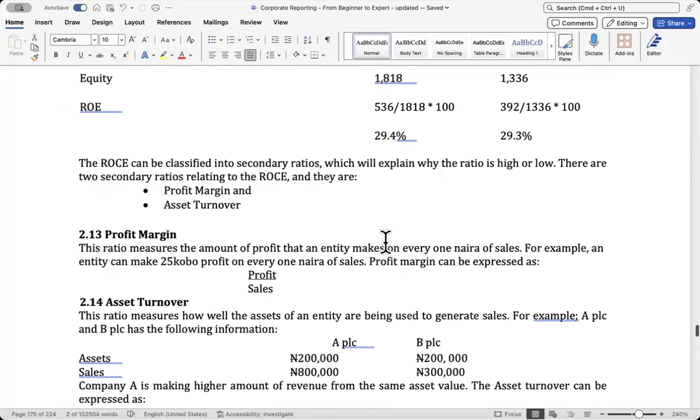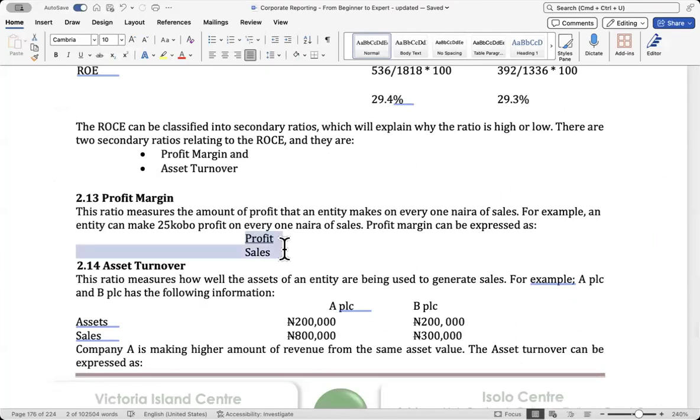Also is profit margin, which is profit over sales, that looks at the amount of profit an entity makes on every €1 of sales. Every businessman knows profit margin. They know it because when you are a trader and you go to the market to buy goods that you want to resell, immediately you buy, you're already thinking how much you want to sell. You're already thinking of your selling price. You're already thinking of the gross profit you're going to make. If you express that gross profit as a percentage of sales, that's your gross profit margin.